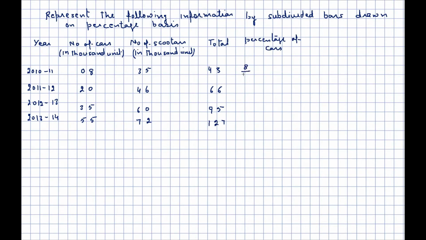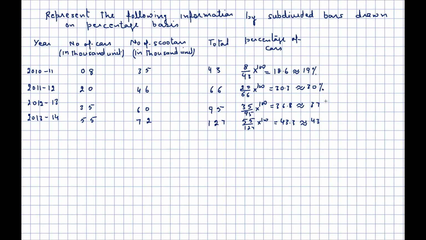Convert it into percentage. So percentage of cars, 8 upon 43 into 100 is equal to 18.6, that is equivalent to 19%. Next is 20 upon 66 into 100 is equal to 30.3, that is equivalent to 30%. 35 by 95 into 100 is equal to 36.8, that is equivalent to 37%. 55 upon 127 into 100 is equal to 43.3%, that is equal to 43%.